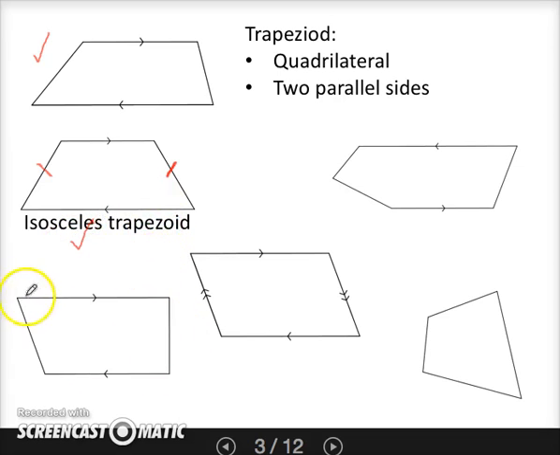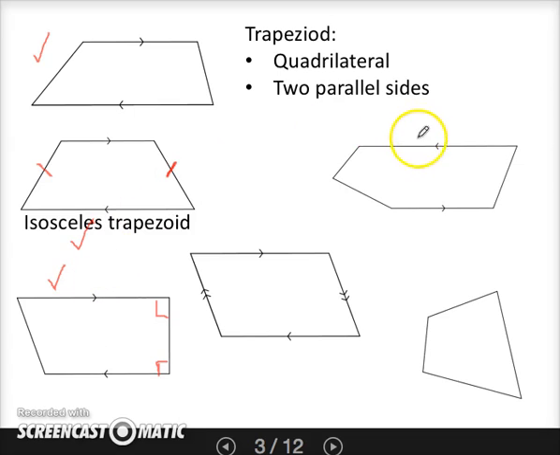Let's look down here. We have a quadrilateral. There are two parallel sides. The interesting thing about this trapezoid is that I've made right angles here, but that doesn't change the fact that it's still a trapezoid.